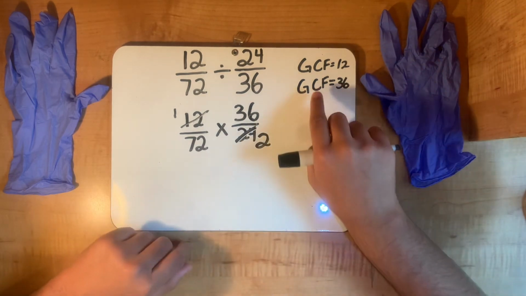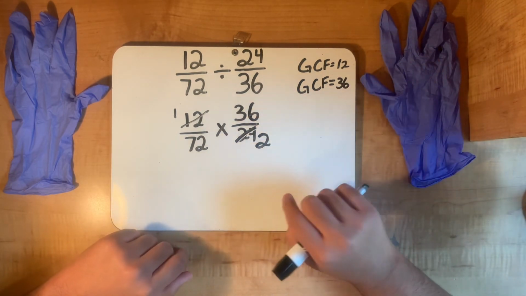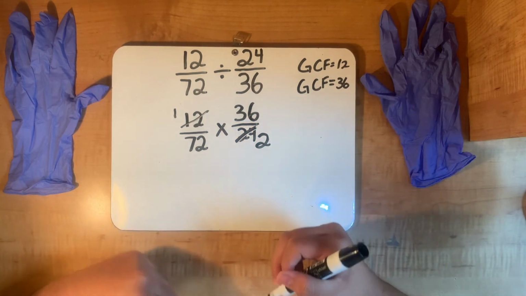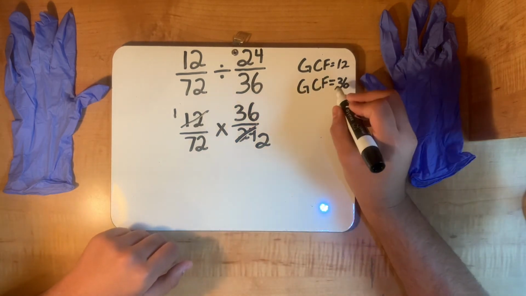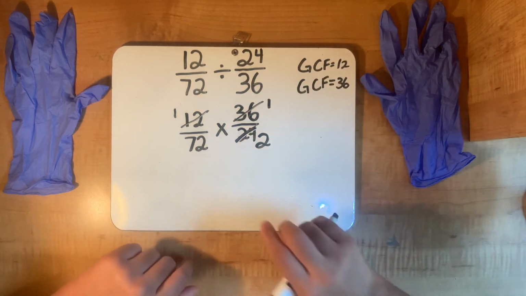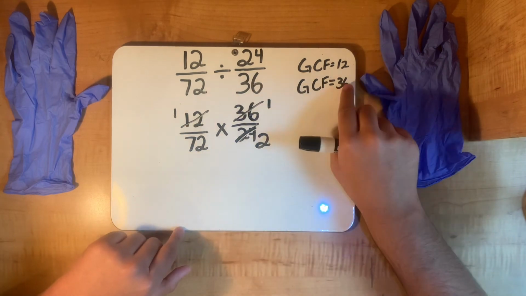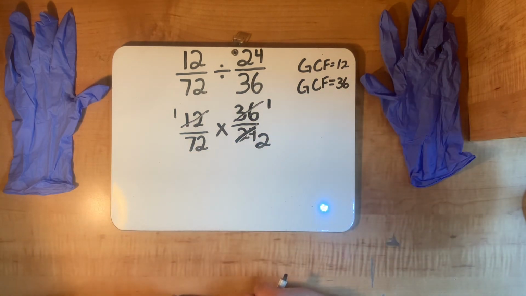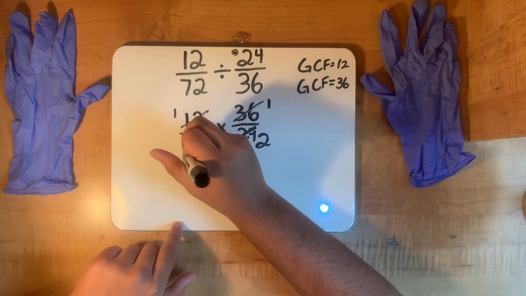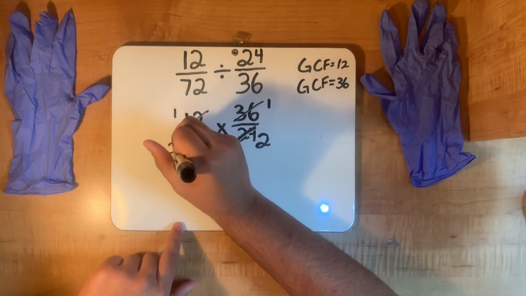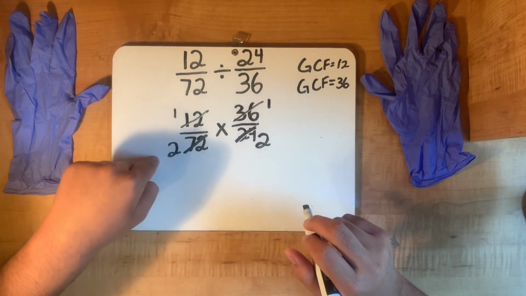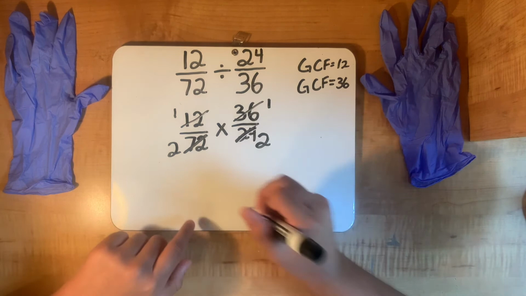So we're going to do the same thing over here with these numbers. So 36 divided by 36 is what? 36 divided by 36 is 1. And then 72 divided by 36 is what? So 72 divided by 36 is 2. So now we have 1 over 2 times 1 over 2.